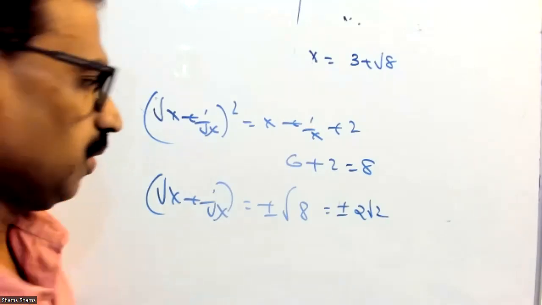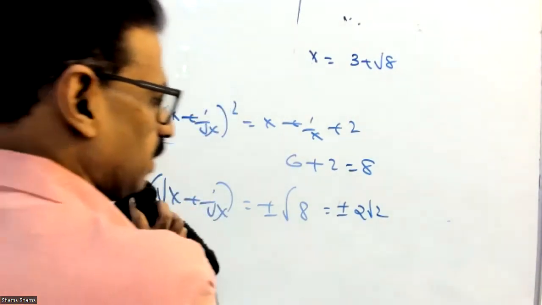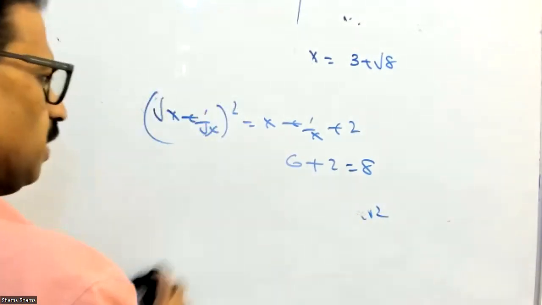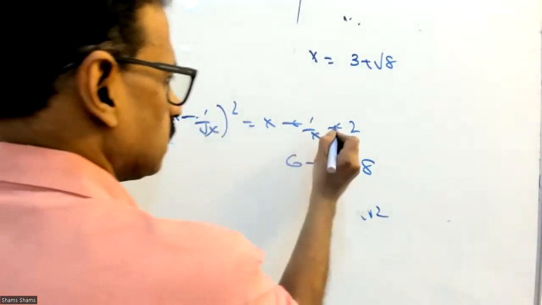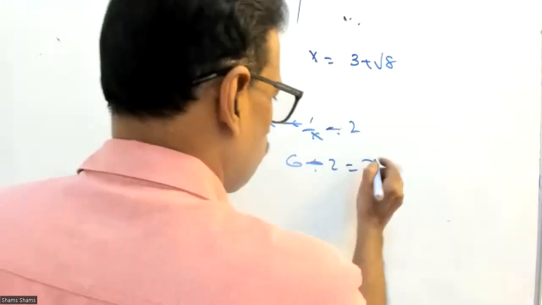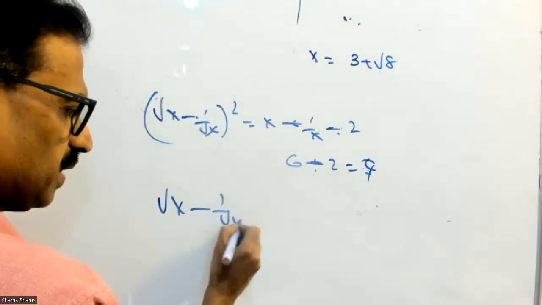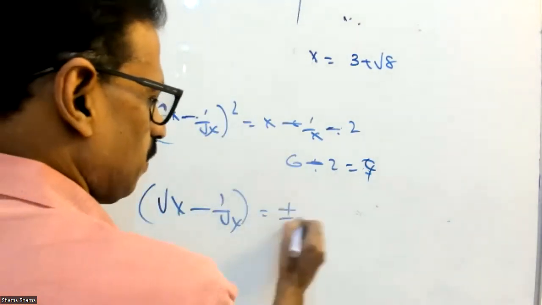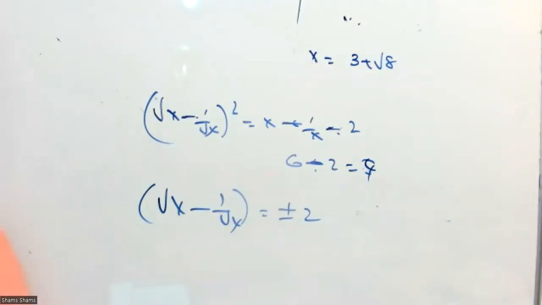Okay, so now same note here, minus 4, right? The answer is root x plus root x minus 1 by root x is what? Plus or minus 2. Okay, correct it now.